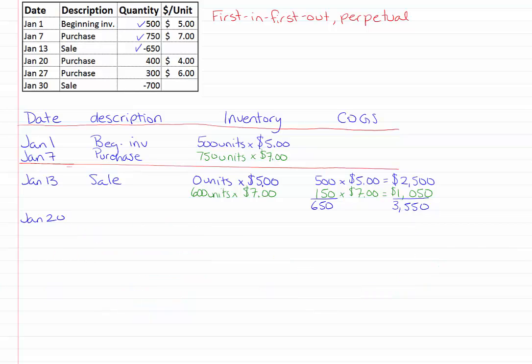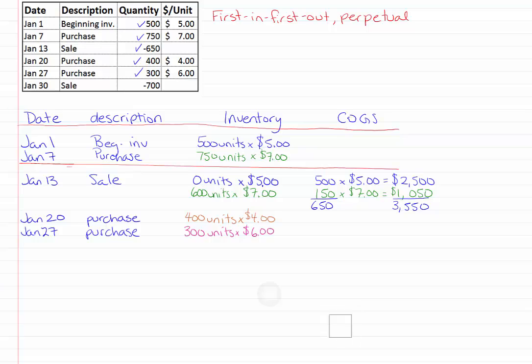So now let's continue on with our example. We've dealt with our sales, so we can check that off. And the next thing that's happening is we're making another purchase. We can add that again into our inventory. And once we've dealt with that transaction, we can check it off. On January 27th, we are making another purchase, and that is going to be for 300 units at $6 a unit. I'm done with that transaction, so I'm going to check it off.